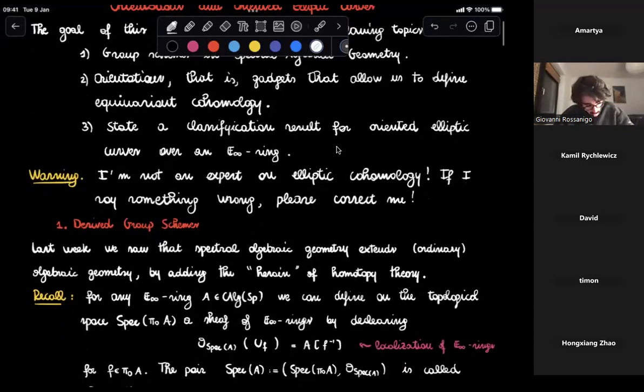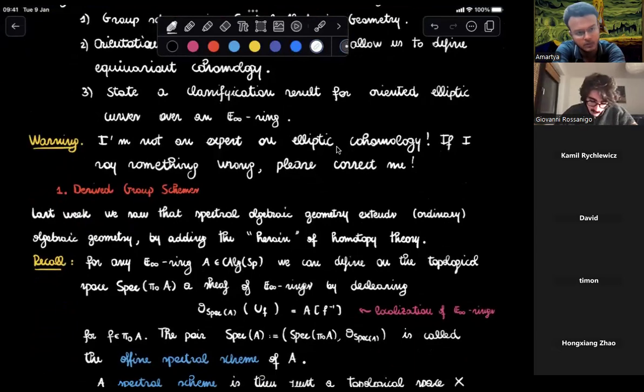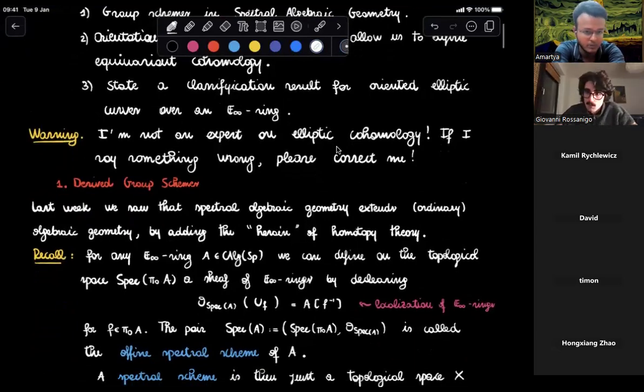Okay, let's start with derived group schemes. The idea is that last week, or a couple of weeks ago at this point, we have seen how spectral algebraic geometry can be seen as a way of generalizing ordinary algebraic geometry by building the foundations directly with the language of homotopy theory, so the language of infinity rings.